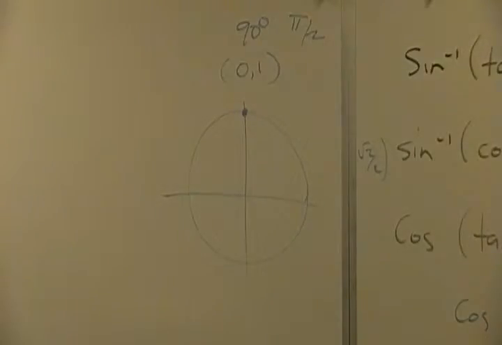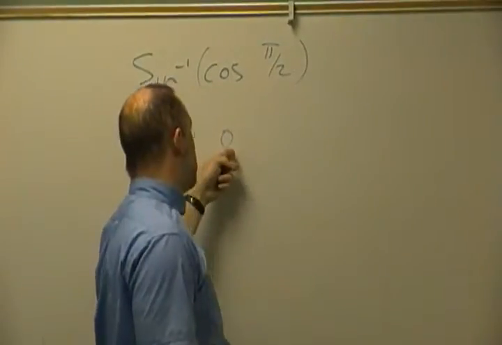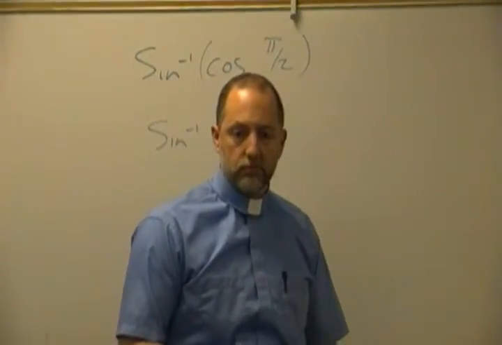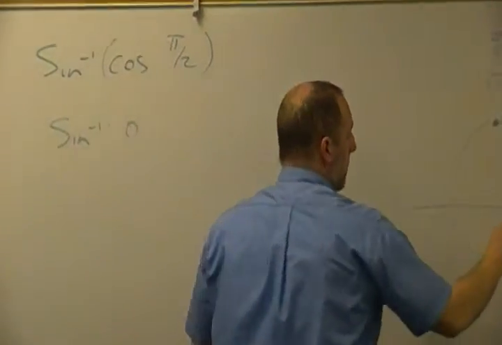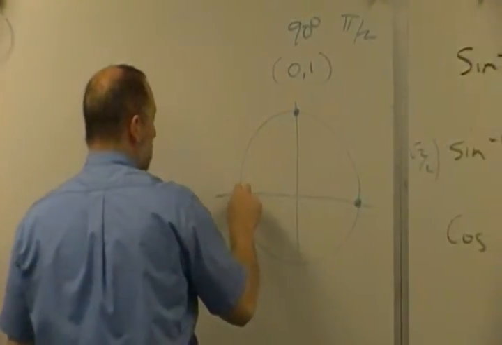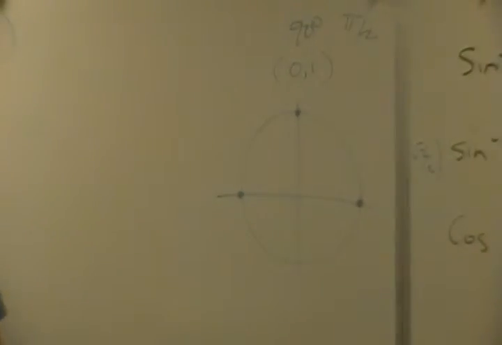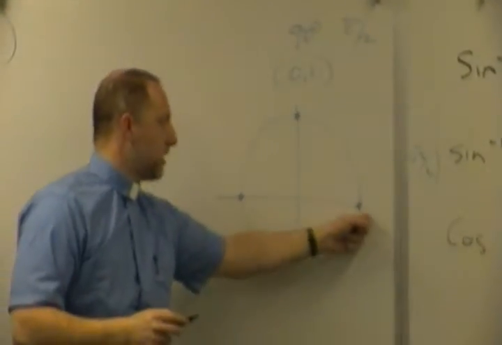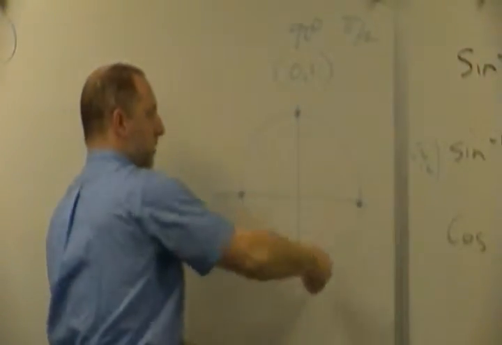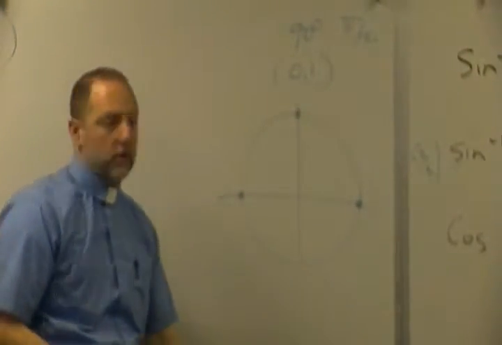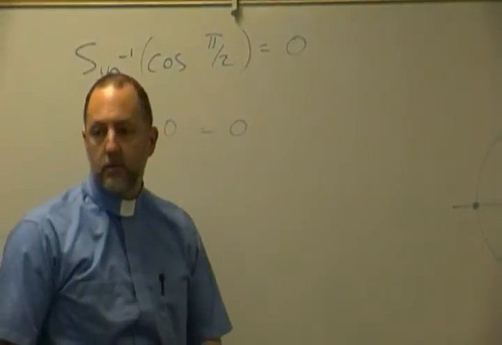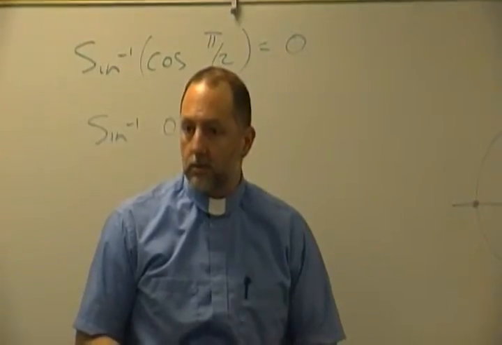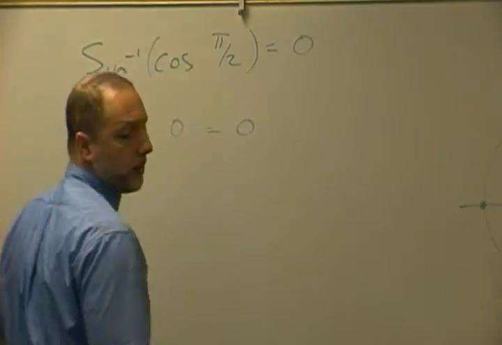So cosine of pi over 2, my x value at 90 degrees, is 0. So what we're asking is, what is sine inverse of 0? So now we're asking, where on the unit circle is my y value equal to 0? My y values are 0 here and here, but which is the correct answer? Yeah, it's got to be this one because sine inverse is limited to first and fourth quadrant. So the answer to this is 0. Not so bad. Doable, right?